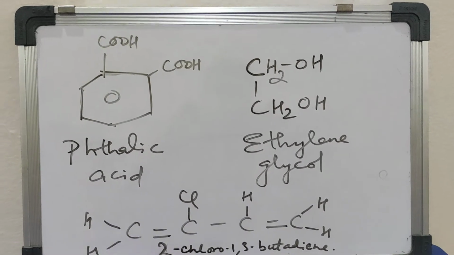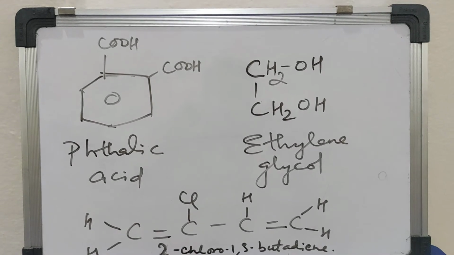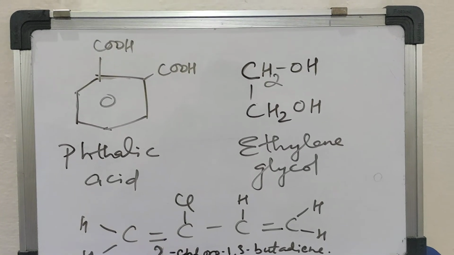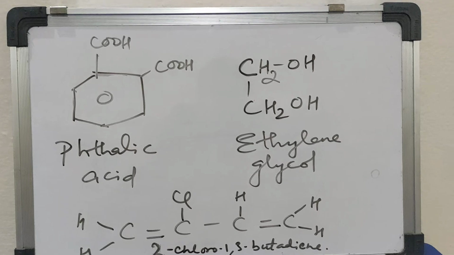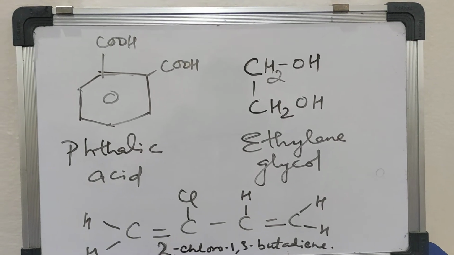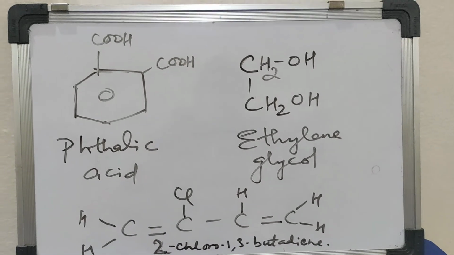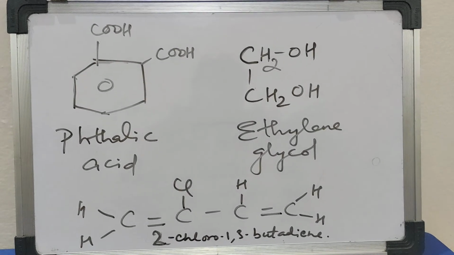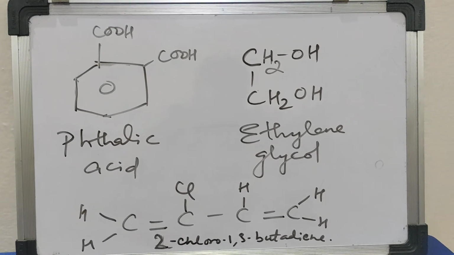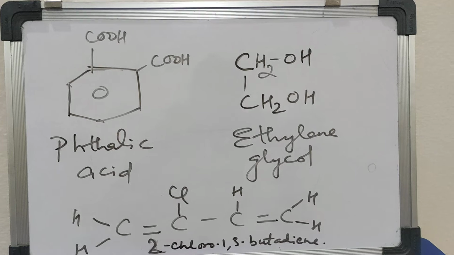Glyptal. Ethylene glycol plus terephthalic acid, that is benzene 1,4-dicarboxylic acid, is used to prepare terylene, which is also called Dacron. It is a polyester. 2-chloro-1,3-butadiene is the monomer used to prepare neoprene, which is a synthetic rubber.